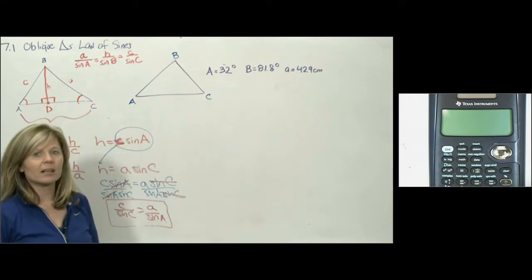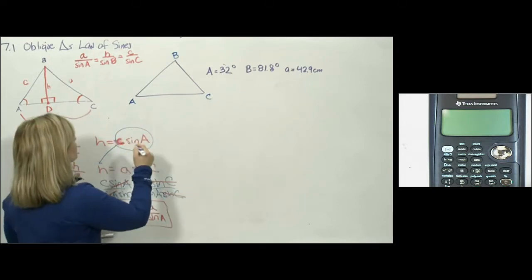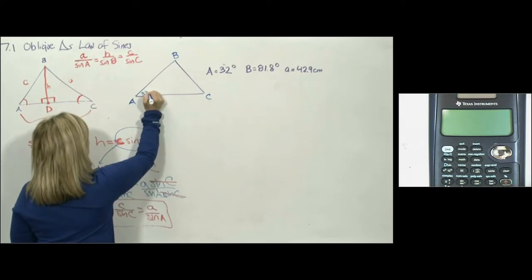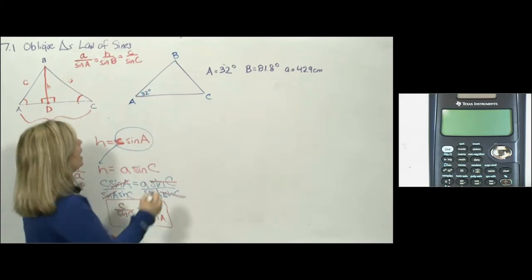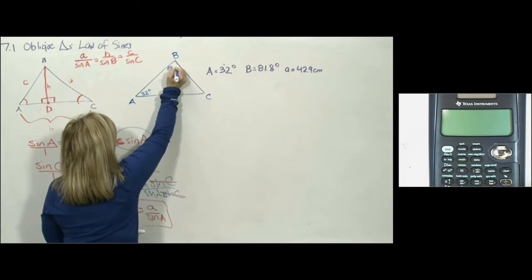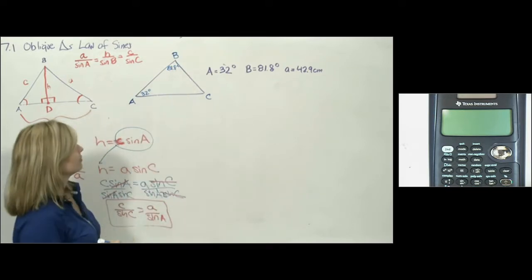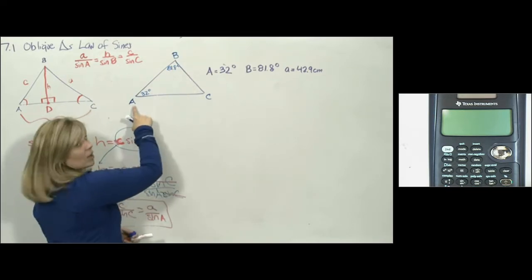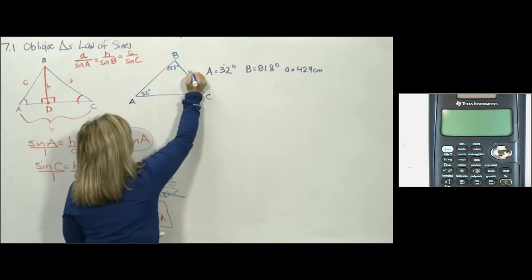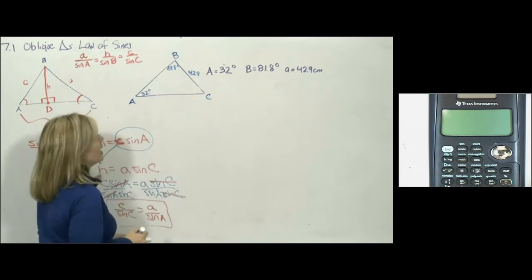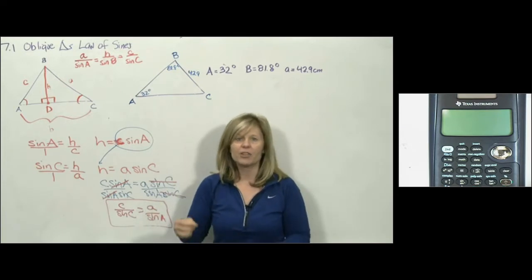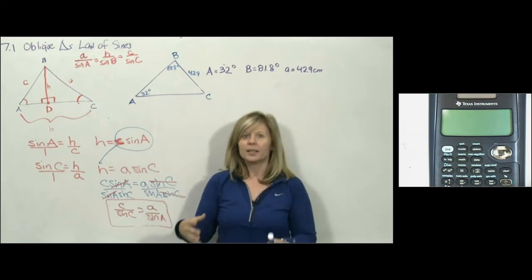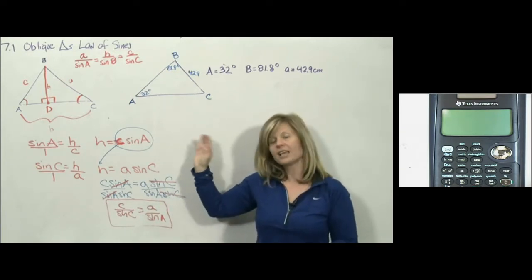First thing we talked about, like in the previous sections, put your information in. Angle A is 32 degrees, got it. Angle B is 81 8/10 degrees, got it. Side A, which is across from angle A, is 42 9/10, got it. Your job is to find the 3 remaining parts. Again, let's do this carefully.